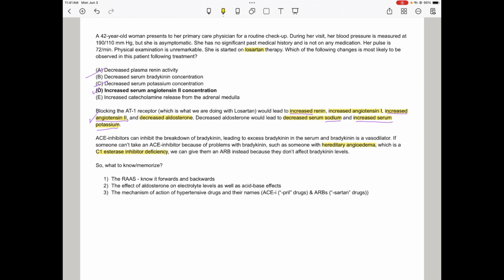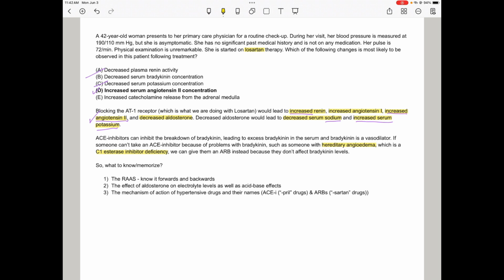Now here they're talking about decreased serum bradykinin concentration, and you might think, oh, well, maybe we want to decrease the bradykinin and that's why we give the ARB. But the thing is, bradykinin levels should be what they are, either normal or baseline. If you give an ARB, nothing is going to happen to the bradykinin because ARBs do not affect bradykinin. It's only ACE inhibitors that are able to affect the enzyme that converts bradykinin into its metabolites.